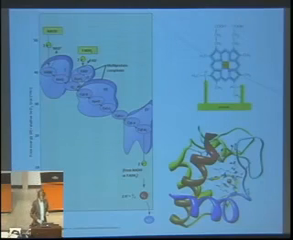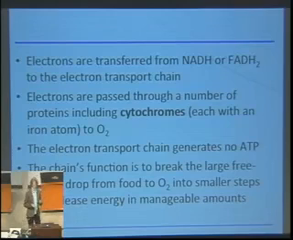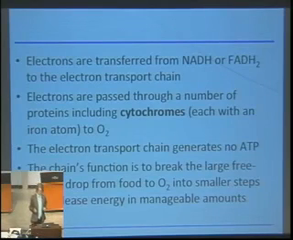Okay, and we'll see that at the end. So we're not generating any ATP directly, and the function of this chain, again, is really to break the large free energy drop in going from molecules of food, effectively molecules of glucose, to transport those electrons all the way to oxygen, breaking that up into smaller steps that release energy in manageable amounts that the cell can actually utilize. So it's a really important part of metabolism, being able to do this.